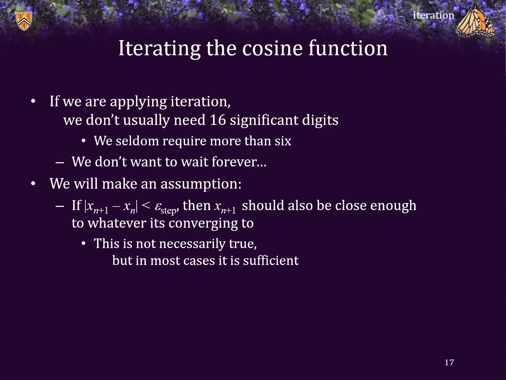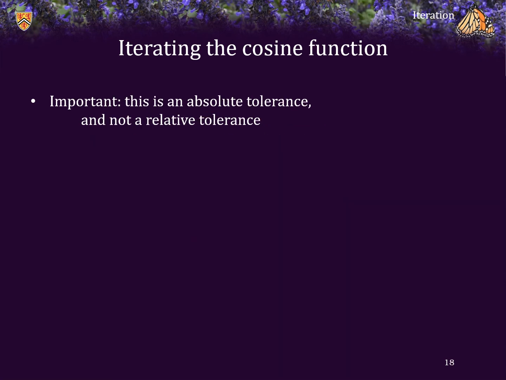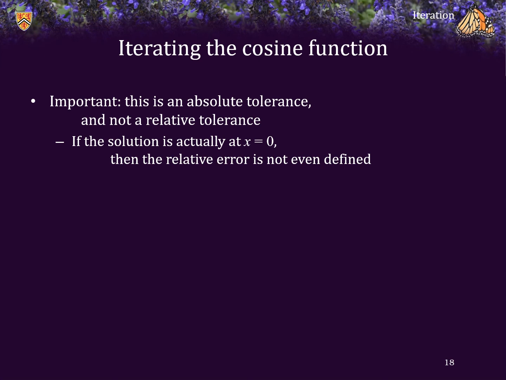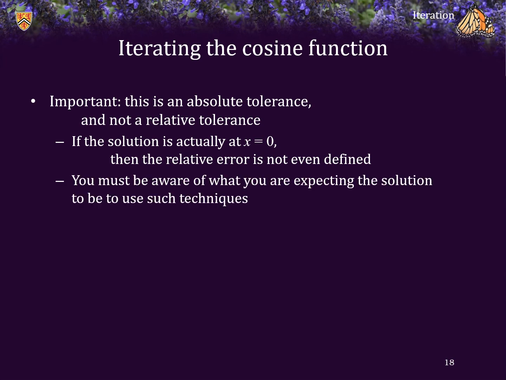Now, unfortunately, this is not necessarily true, and mathematicians can always come up with a function for which this fails. But for most engineering cases, this is sufficient. Now, this parameter that we're passing, the step tolerance, is an absolute tolerance and not a relative tolerance. For example, we don't even know if the solution is non-zero. So if the solution is actually at 0 or very close to 0, the relative tolerance may not even be defined. However, you as an engineer should be aware of what you are expecting the solution to be when you use such techniques. So you should know the maximum absolute error you are willing to accept.